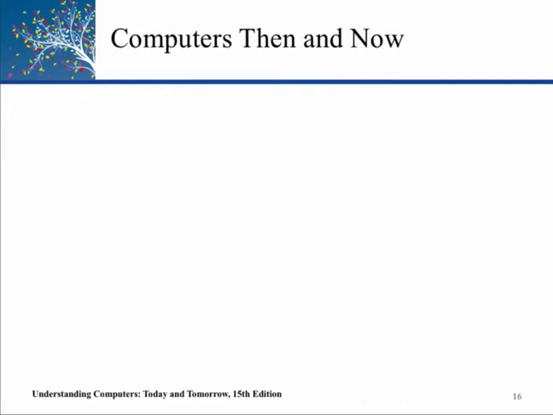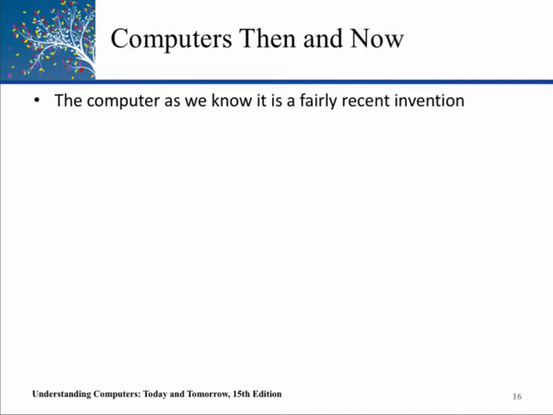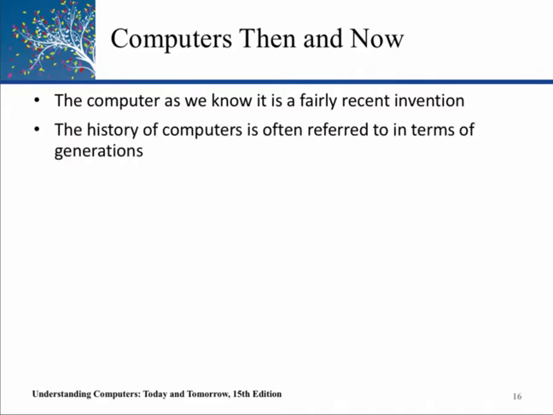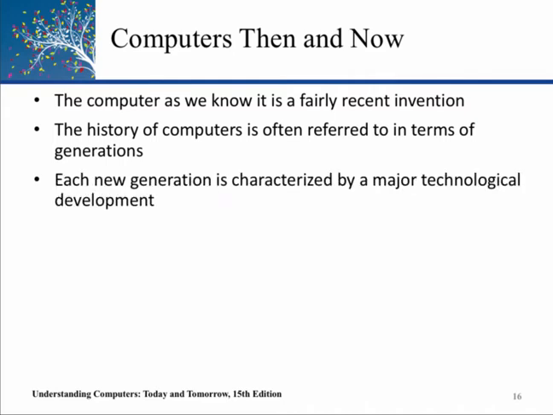So if we look at computers then and we look at them now, the computer as we know it is a recent invention. We look at the history of computers a lot like we look at the history of human beings. We talk in generations. And just like with human beings, each generation is characterized by something major. Now with computers, it's a major technological advance or development.